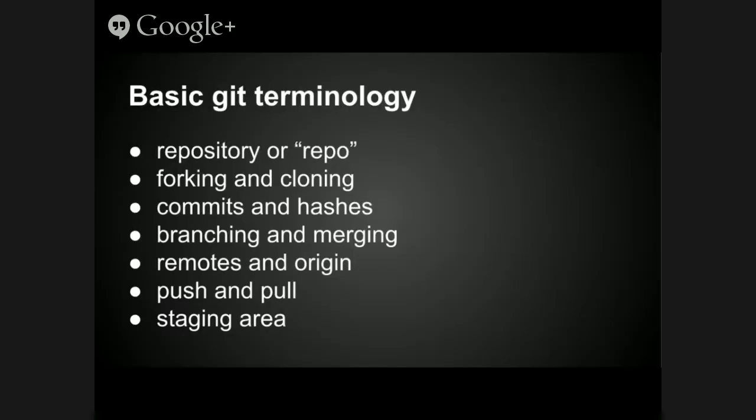So I'm going to go through some basic Git terminology so you can understand what people mean when they say some things. I apologize if this is very, very obvious to you, but it's very important to be specific. So we're going to go through repositories, forking and cloning, commits and hashes, branching and merging, remotes and origins, pushing and pulling, and the staging area.